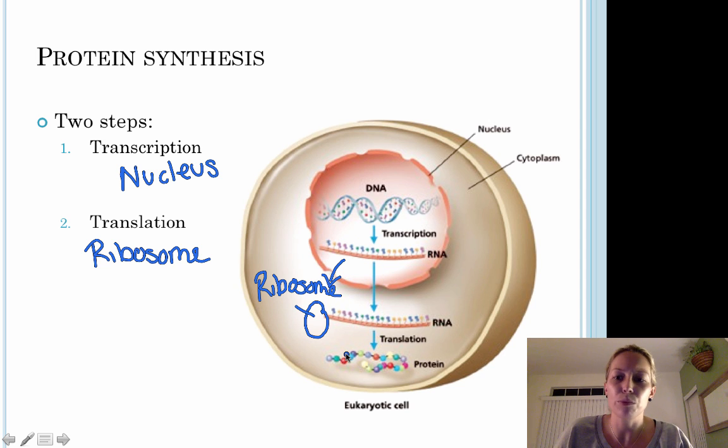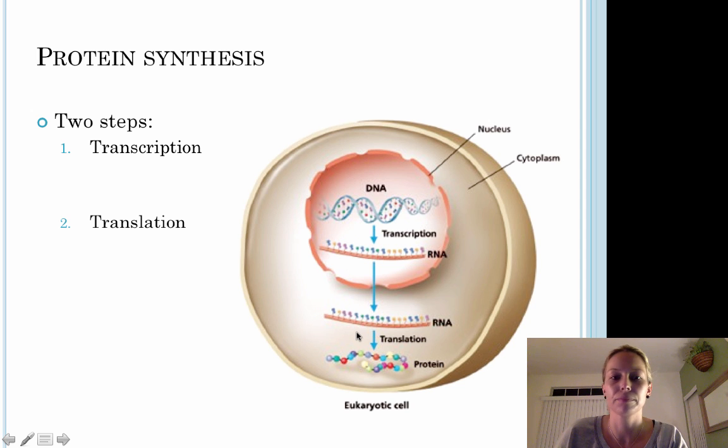So this is just a brief overview of protein synthesis. Again, it's built up of two parts: transcription, which takes place in the nucleus, and translation, which takes place in the ribosome. In transcription, we're going from DNA to RNA, and in translation, we're going from RNA to protein.